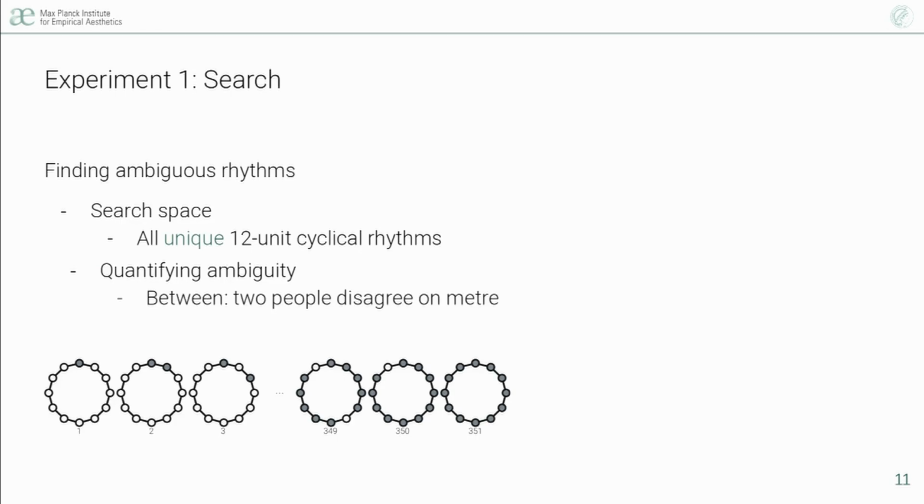So we came up with 2 ways of conceptualizing ambiguity. You can have the case where 2 individuals will hear the same rhythm, but one person may tap a 3-unit beat, takita, takita, takita, takita. The other person may tap a 4-unit beat, taka, taka, taka, taka, taka, taka. The within participant ambiguity is the same thing, but one person will hear the same rhythm twice and they change their mind.